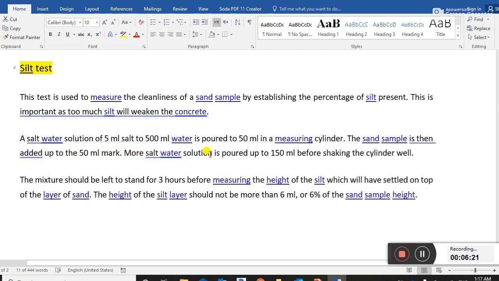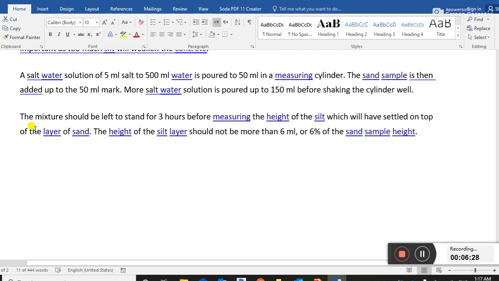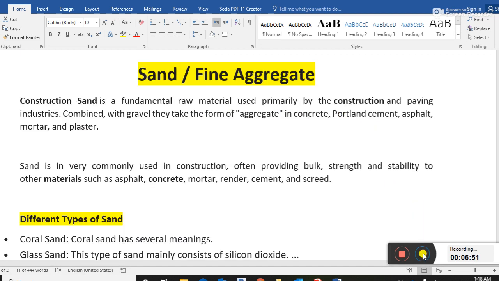Then the salt water solution is poured up to the 150 mm mark before shaking the cylinder well. The mixture should be left to stand for 3 hours before measuring the height of the silt, which will have settled on top of the layer of sand. The height of this silt layer should not be more than 6 mm or 6% of the sand sample height.